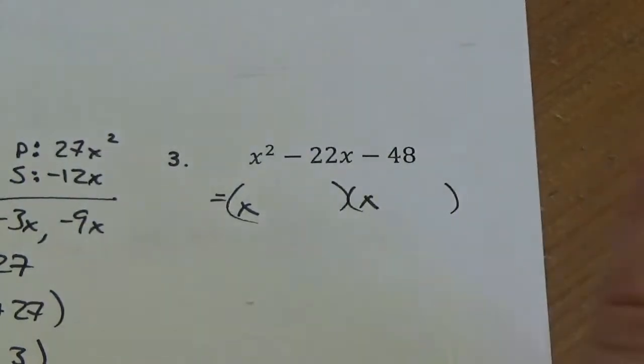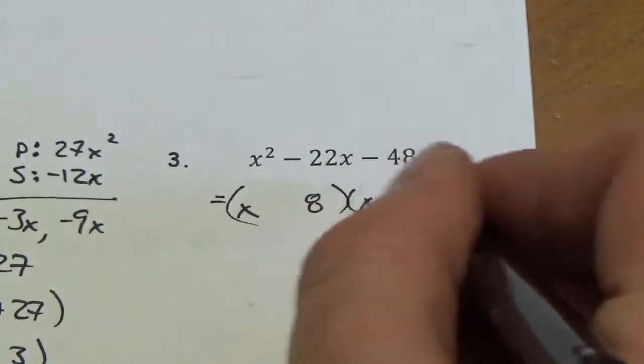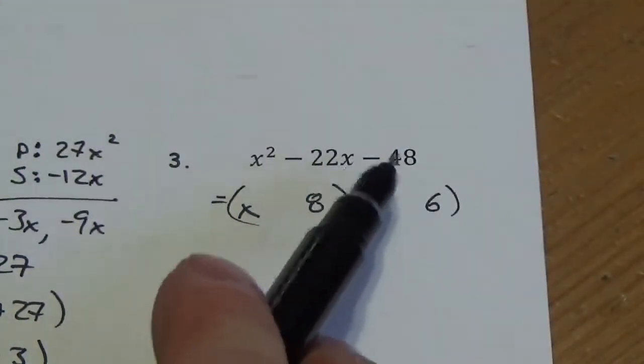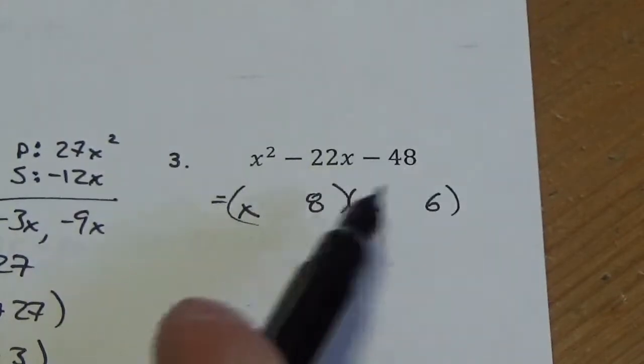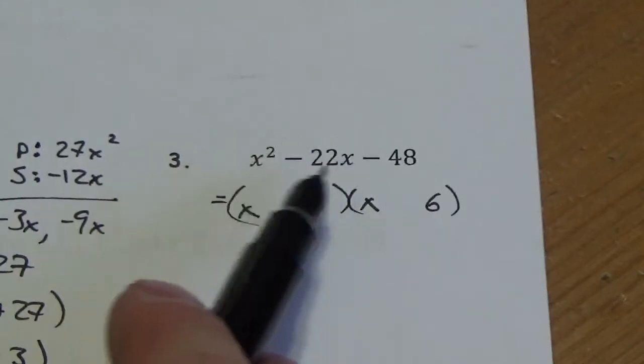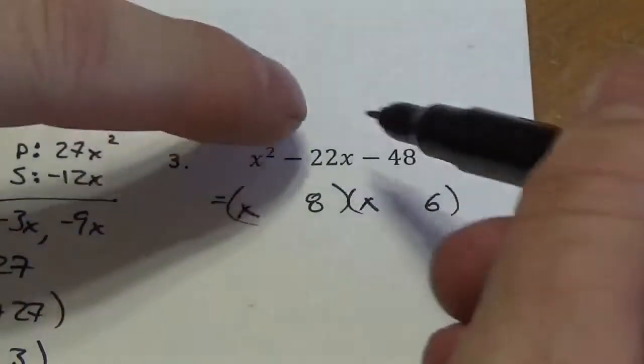Now, for a lot of people, when you see 48, immediately you're going to think 8 and 6. Okay, let's start with 8 and 6. Because this is negative right here, I know that one of these is negative and one of them is positive. And because this middle term here is negative, the OI, because remember this is the sum of those two.